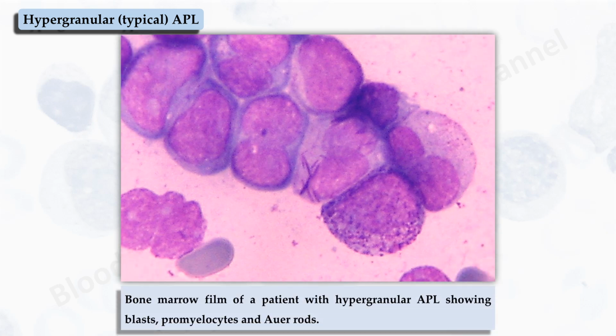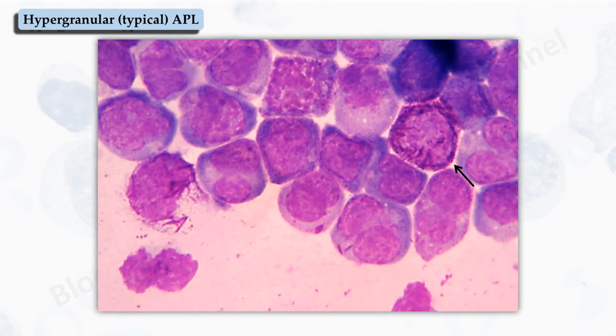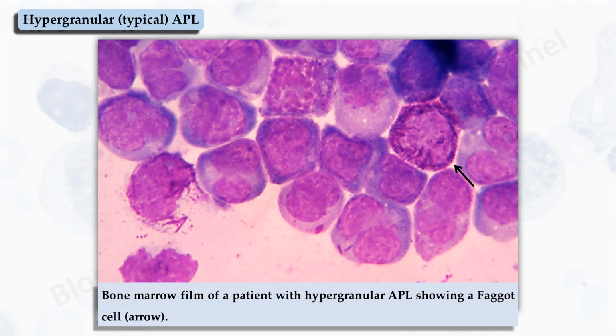Bone marrow film of a patient with hypergranular APL, showing blasts, promyelocytes, and Auer rods. Bone marrow film of a patient with hypergranular APL, showing a faggot cell.